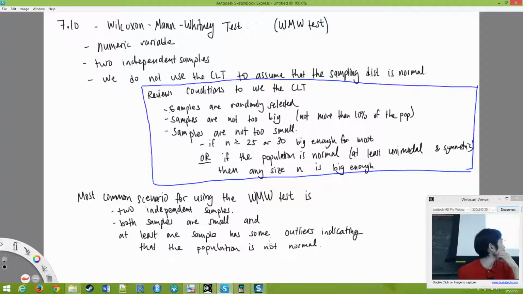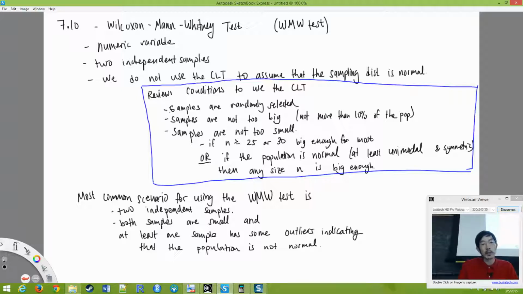So if you have this scenario where it's very clear that the population from which you're drawing a sample is not normal, then you'll want to apply the Wilcoxon-MannWhitney test, okay? Because in those scenarios, the conditions to use the central limit theorem no longer hold, and therefore you can't do the t-test, you can't do these other tests that we've learned, okay? Really just the t-test so far, okay?